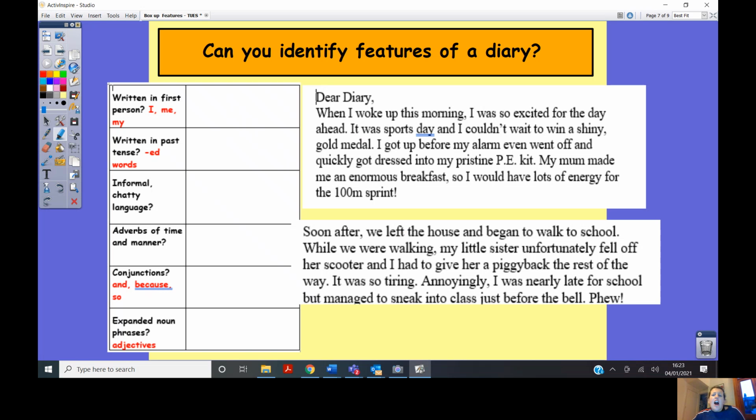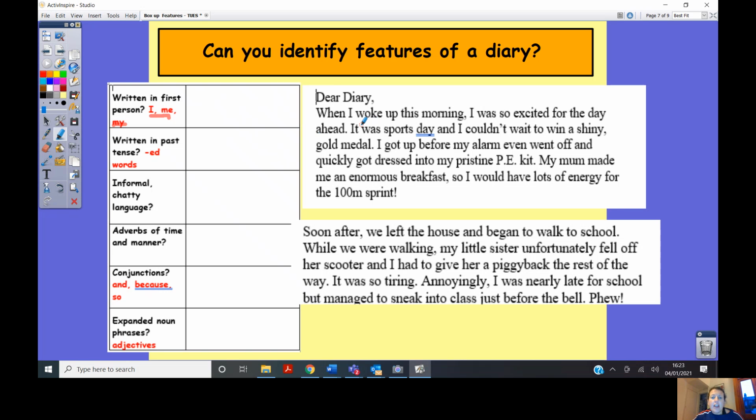So, identifying these features of a diary. The first feature we look for in a diary is that it's written in the first person. These are the identifiers that you're going to want to look for: I, me, my. I'm just going to start highlighting them on my screen here. This is something you will be doing with your independent task, or alternatively, you might prefer to write them in the checklist for your independent task.